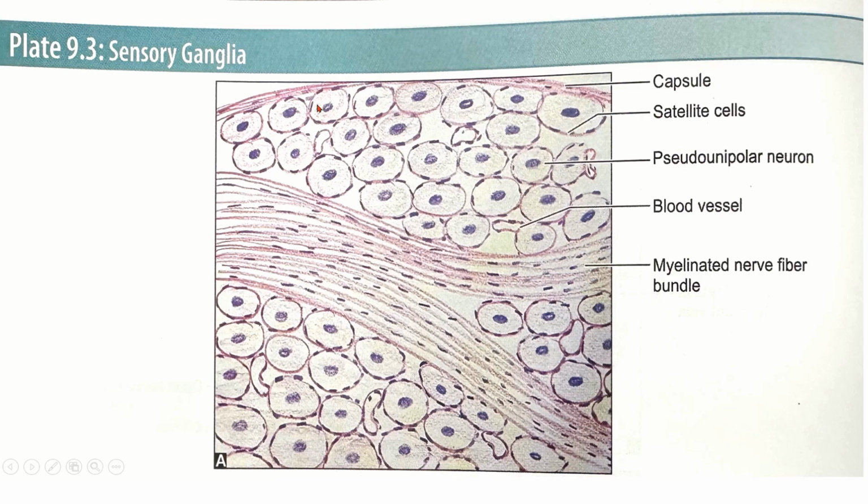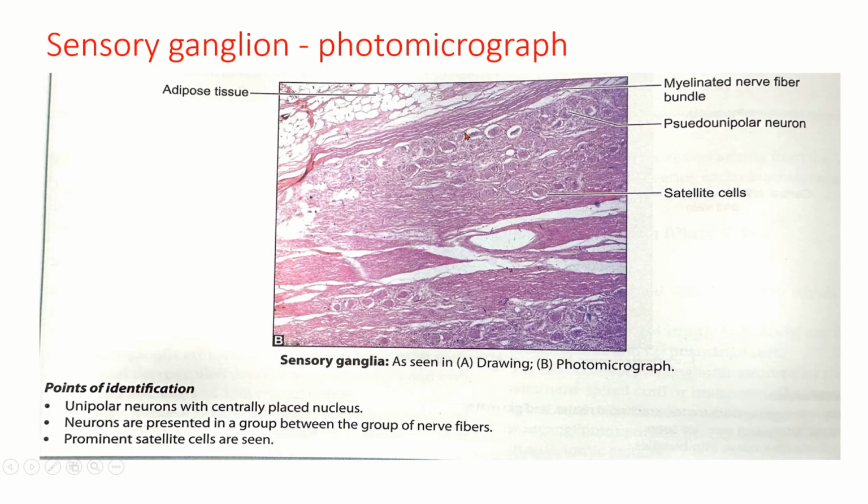You can see here, these are the groups of large unipolar neurons. You can also see these small nuclei are the satellite nuclei, satellite cell nuclei. And here you can see the groups of unipolar neurons separated by groups of myelinated nerve fibers. So this is a photomicrograph where you can see these are the groups of neurons separated by nerve fibers. Here also you can see the groups of neurons separated by the nerve fibers.